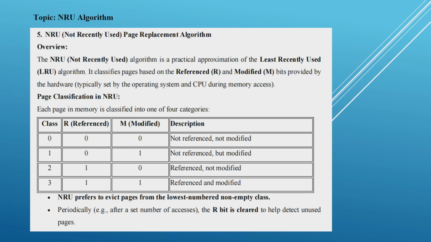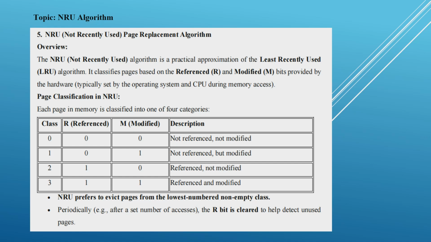Today I am going to explain NRU, not recently used page replacement algorithm. It is an approximation of a least recently used algorithm. This algorithm uses two important bits maintained by the operating system for each page in memory: the referenced bit, which is the R bit, and the modified bit, which is the M bit. These bits help classify pages into four categories based on their recent use and modification status.